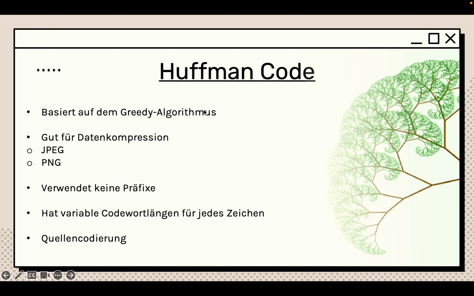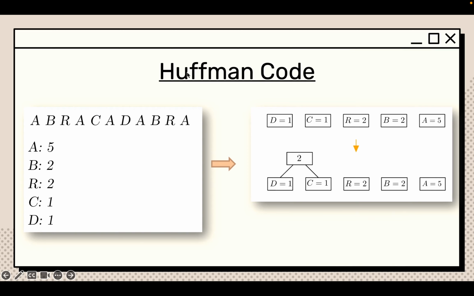So let's continue and let's see the Huffman code. This is based on the greedy algorithm. It's really good for data compression for JPEGs, PNGs, files, whatever. It doesn't use any prefixes. It has a variable code word length for each of the characters, and it uses Quellencodierung. It's a Quellencodierung code, so to speak. So let's see how it works.